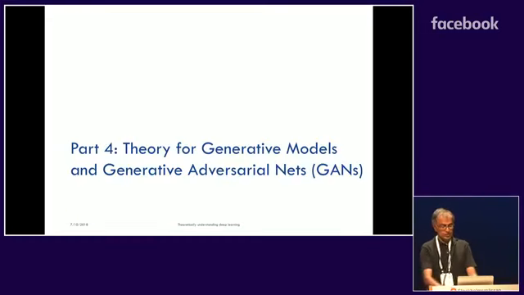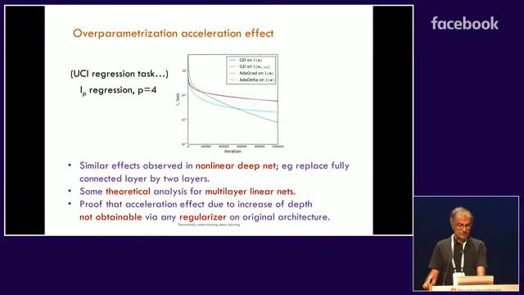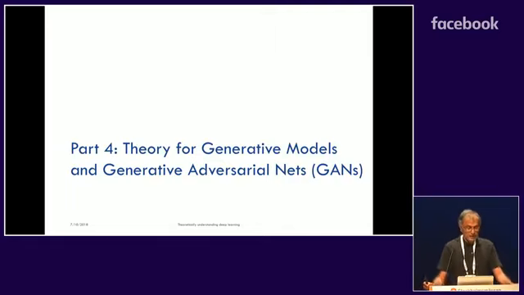Okay, so that was just an aside. That was just a simple example of the role of depth. You're overparameterizing via greater depth, and it can accelerate. So it was a counterintuitive effect that was hypothesized at some point, and you can now have some theory for it. So now I'll go on to the next part, which is theory for generative models and generative adversarial nets.